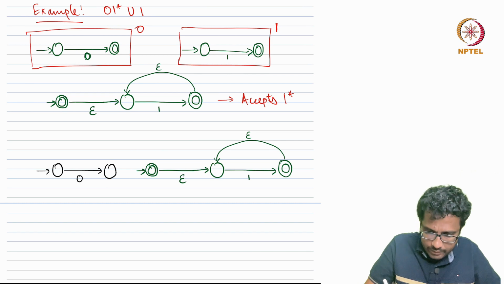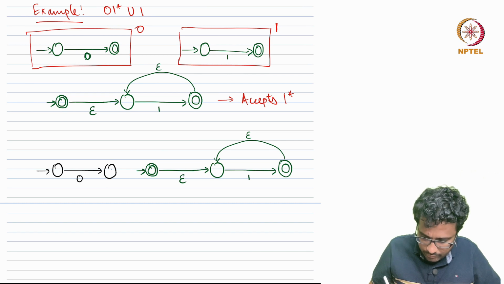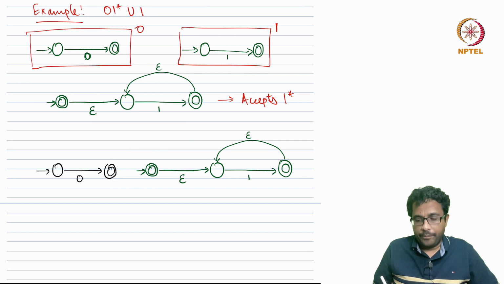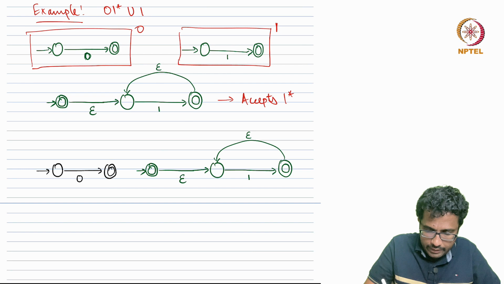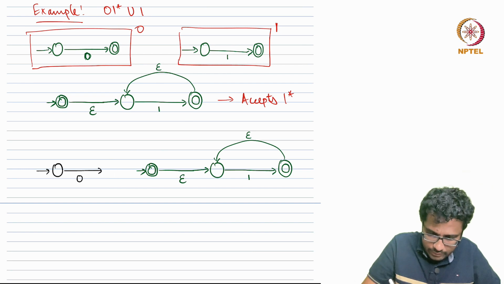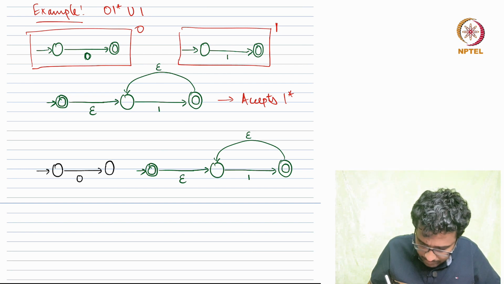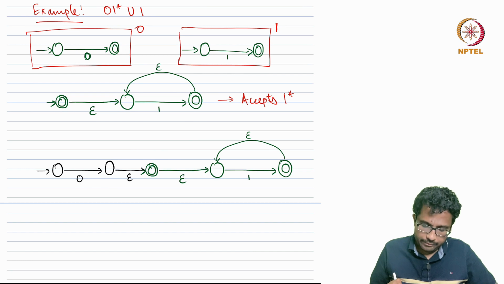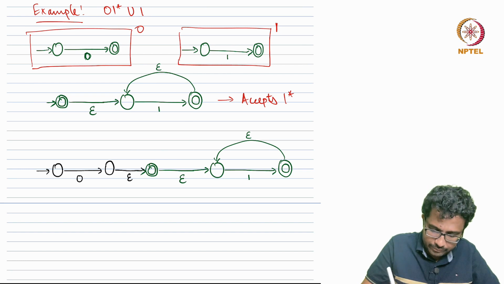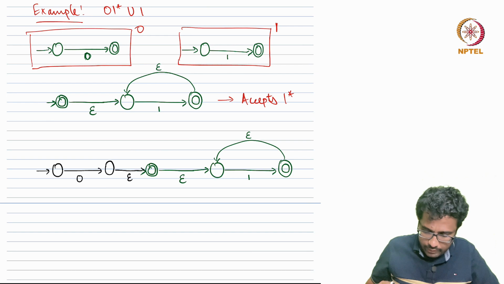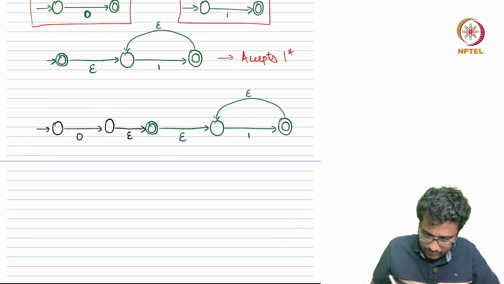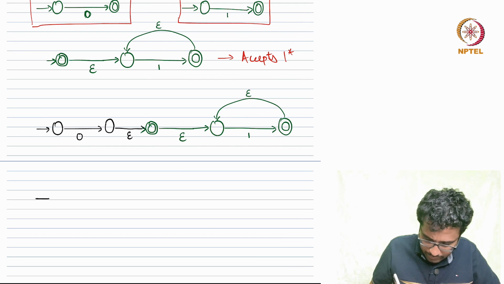The second state, which is this state, would have been an accepting state for the 0, but now that we are concatenating, that is no longer the case. So it will be like this. So this accepts 0, 1 star, right? And I need union with 1. So maybe I'll just replicate the 1 machine here.